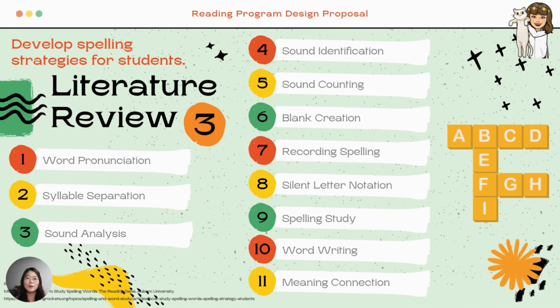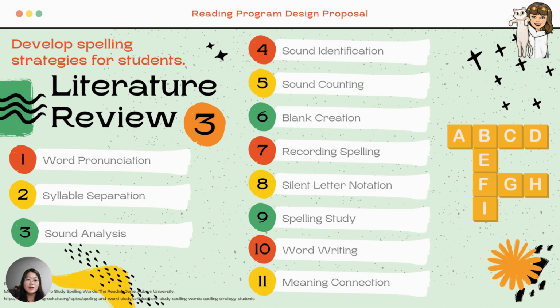The first one is word pronunciation. For example, Professor Regine mentioned the word night, and the second one is syllable separation. So we can treat night as a single-syllable word, night. And the third one is sound analysis. For example, we emphasize the sound.